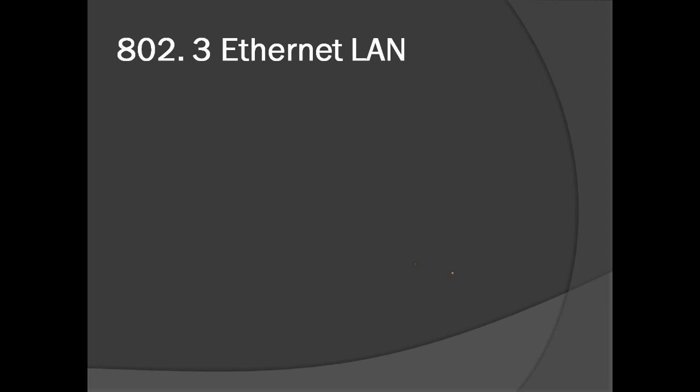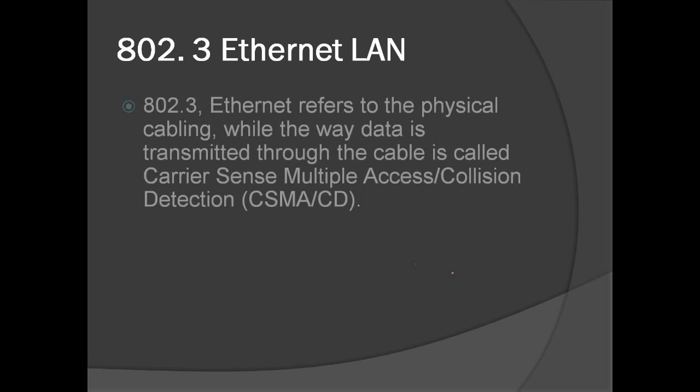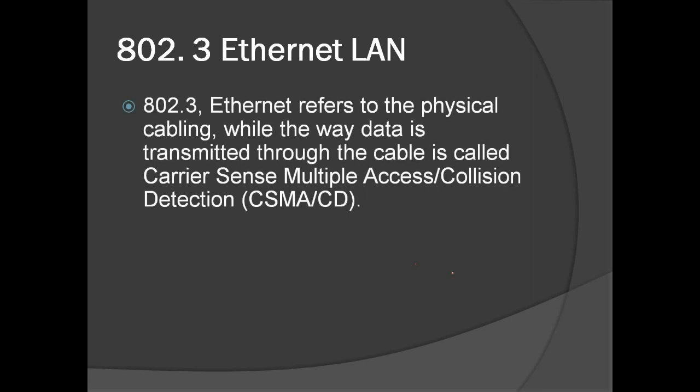So this refers to our Cat5 cables and RJ45 network interface cards. Those are physical networks using Cat5 cables or network devices like that. So 802.3 Ethernet refers to the physical cabling, while the way data is transmitted through the cable is called carrier sense multiple access collision detection, or the CSMA/CD.